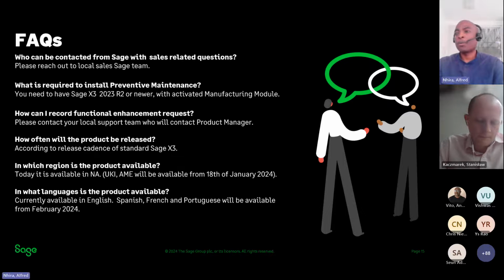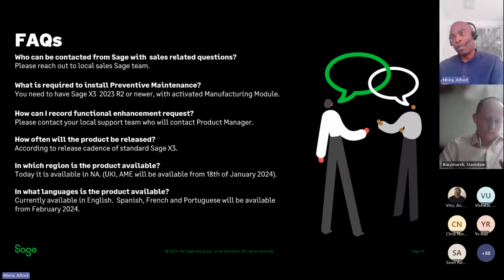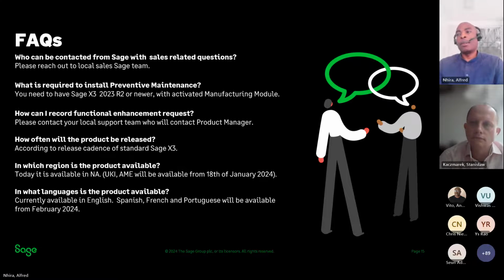What is required to install preventive maintenance? Sage X3 2023 R2 and newer with activated manufacturing module. How do I record functional enhancements? Again, this is through your local support team, and then that will be channeled to the product management team. And how often is this released? It follows the release cadence of X3, which is biannual.